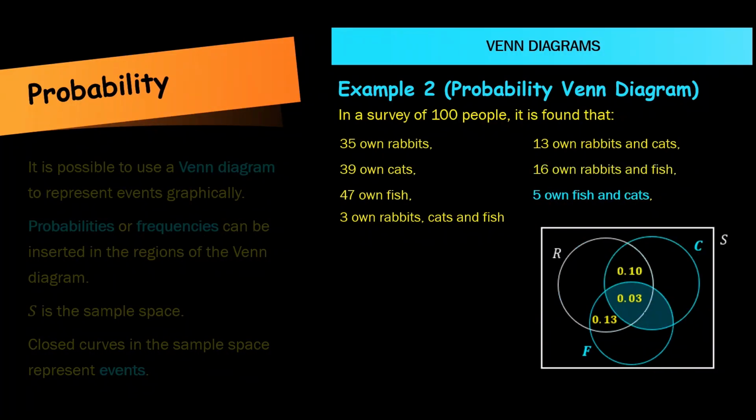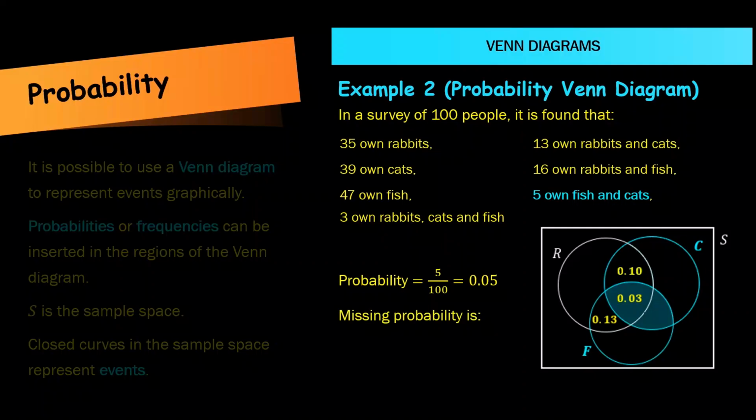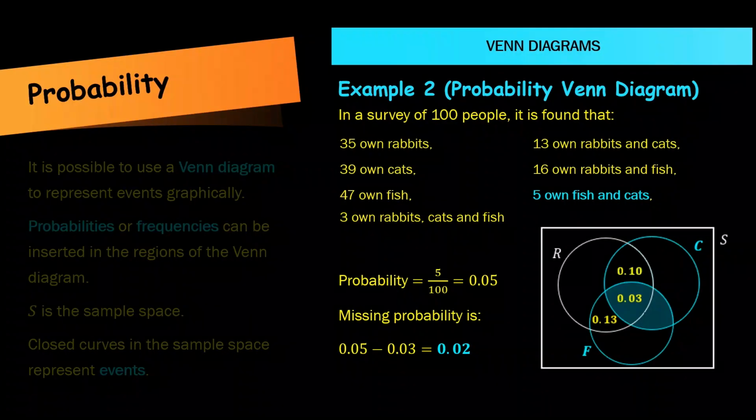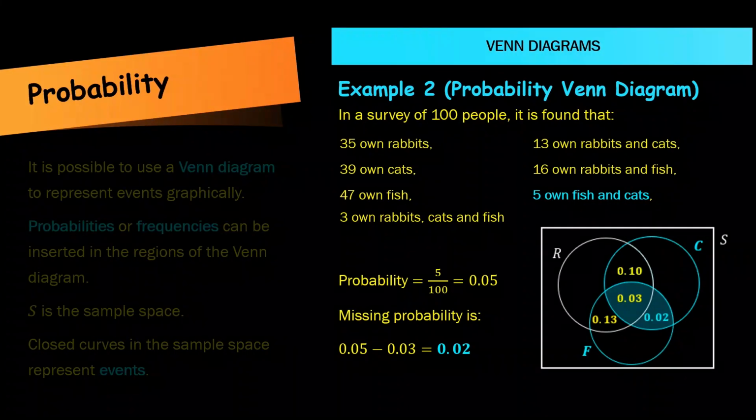And now for fish and cats. There are 5 people who own fish and cats. Therefore, the probability is 5 out of 100, which equals 0.05. And therefore, the missing probability is 0.05 minus 0.03, which equals 0.02. And we've entered that here.